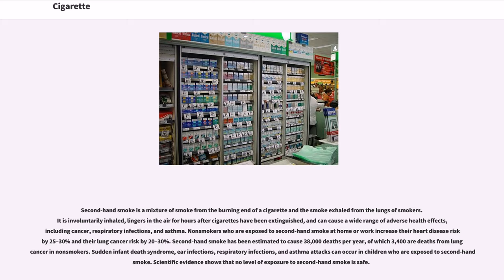Non-smokers who are exposed to secondhand smoke at home or work increase their heart disease risk by 25-30% and their lung cancer risk by 20-30%. Secondhand smoke has been estimated to cause 38,000 deaths per year, of which 3,400 are deaths from lung cancer in non-smokers. Sudden infant death syndrome, ear infections, respiratory infections, and asthma attacks can occur in children who are exposed to secondhand smoke. Scientific evidence shows that no level of exposure to secondhand smoke is safe.